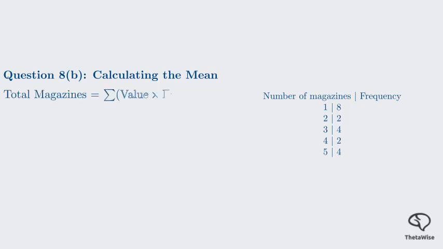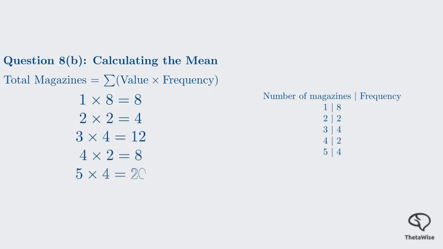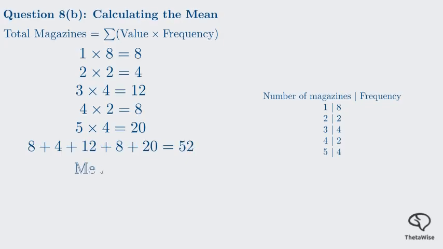To find the mean, we first find the total number of magazines sold. We multiply each number of magazines by its frequency. 1 times 8 is 8. 2 times 2 is 4. 3 times 4 is 12. 4 times 2 is 8. And 5 times 4 is 20. Now add these totals together. 8 plus 4 plus 12 plus 8 plus 20 equals 52. There were 52 magazines sold in total.